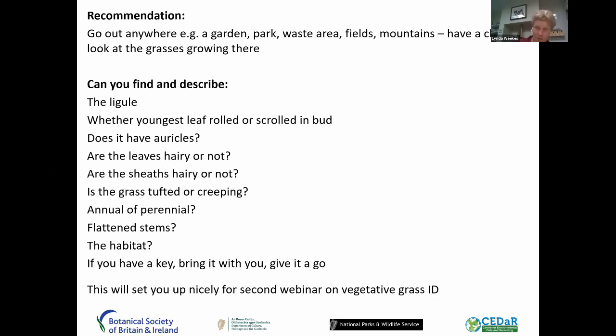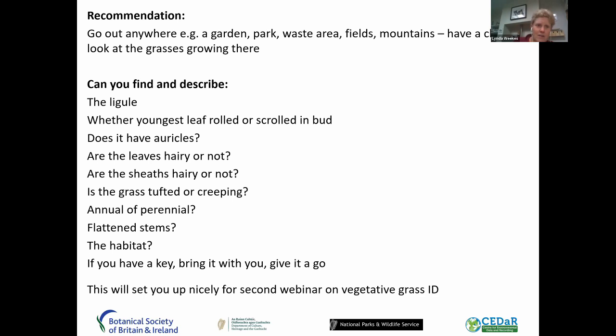And if you want to download that key, by all means, give it a go. Or if you have your own key, give it a go as well, absolutely. But it's just getting out, having a look at these features, recognizing them, and getting practice at seeing the size and dimensions, and maybe just comparing one grass with another, even though you haven't a clue what they are, but knowing that they're different and why they're different. And if you do that, that will really set you up really nicely for next week's webinar.